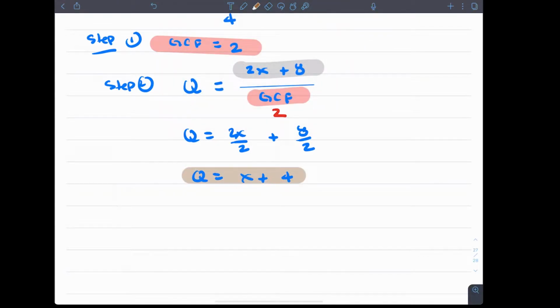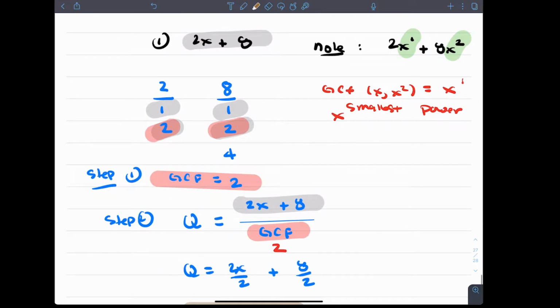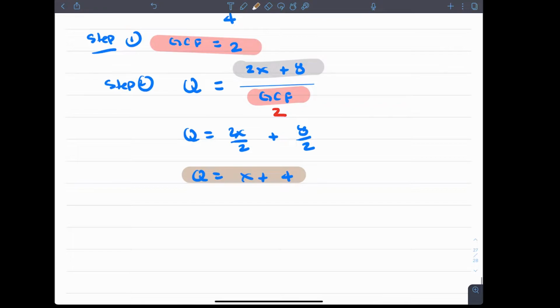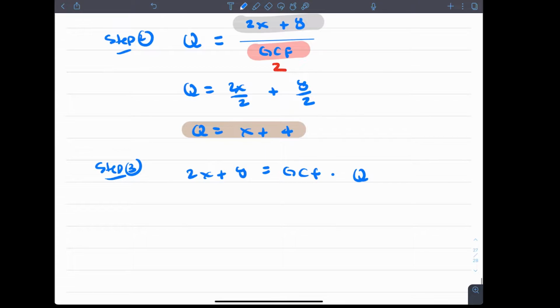So, ladies and gentlemen, you're kind of done with the process. You're kind of done because now you've got step number 3, which is to take the original expression, 2x plus 8, and write it as the GCF times the quotient. This is like your answer step. The GCF was 2, and the quotient was x plus 4. Is that true?